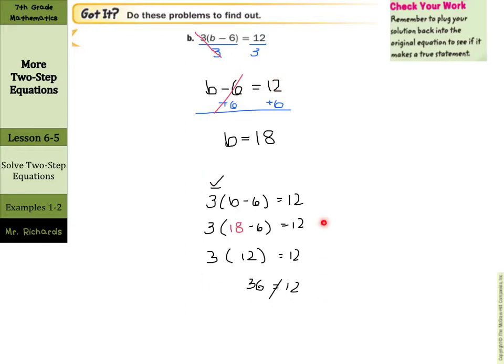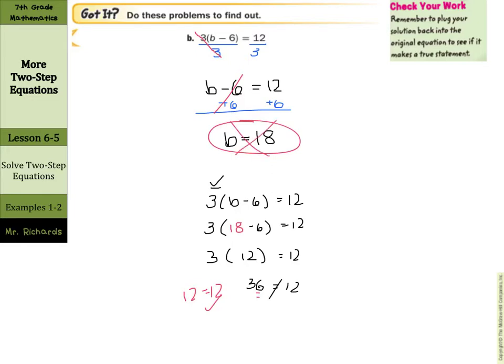And that is why our check step is so important. I see so many times again, still, where we'll get to this part here, and we'll say, oh, 12 equals 12. I've got the right answer. B is 18. No, it's not, because 3 times 12 is 36, and 36 does not equal 12, so B is not equal to 18.